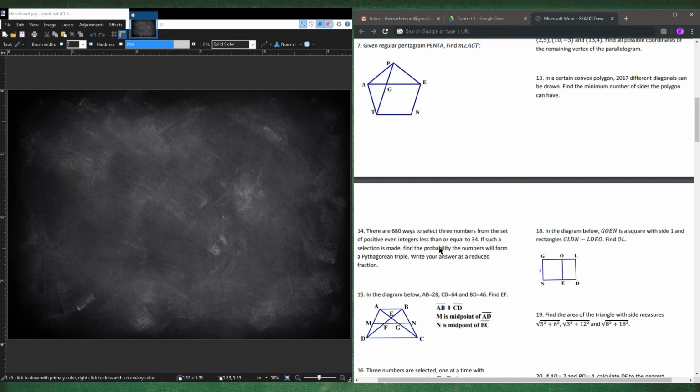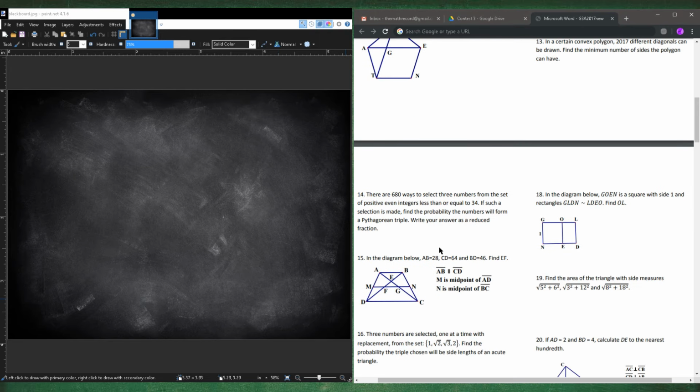Okay. Number 14. There are 680 ways to select 3 numbers from a set of positive even integers less than or equal to 34. If such a selection is made, find the probability that the numbers will form a Pythagorean triple. Write your number as a reduced fraction.